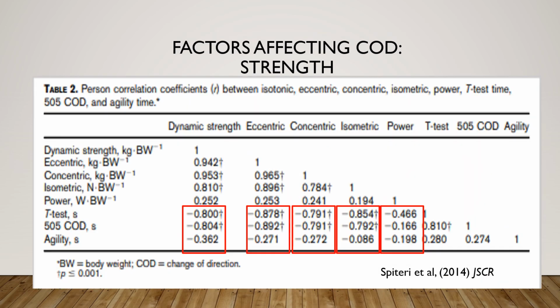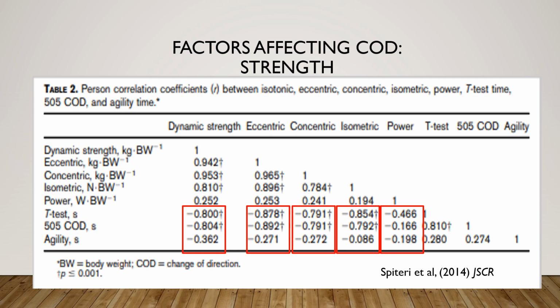If we look in a little bit more detail at this study, here we have the correlations between different types of strength, so our dynamic, eccentric, concentric, isometric, and power strength, and their relationship and correlation with different tests of change of direction and an agility test. You can see that for the change of direction tests, so a T-test and the 505, there's a strong correlation, particularly with eccentric strength, isometric strength, and dynamic strength. But there are also still quite strong correlations with concentric strength and, to a lesser degree, power.